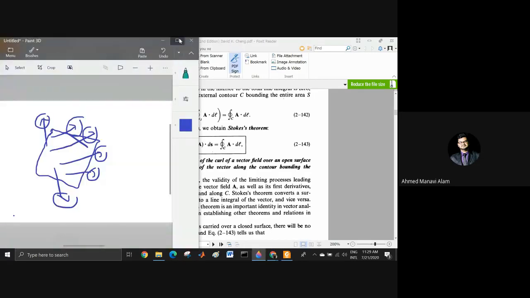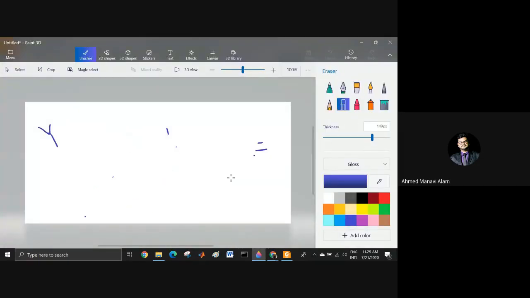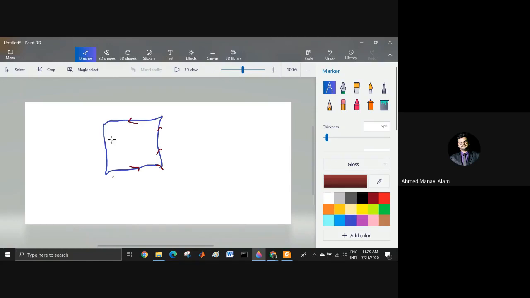Let's see what this is saying. What is a contour? Suppose this is your surface. The contour actually means the line of the surface. So the contour means the line of the surface. Whenever you see something like this, it means the line integral, meaning we are taking the integral across the line.